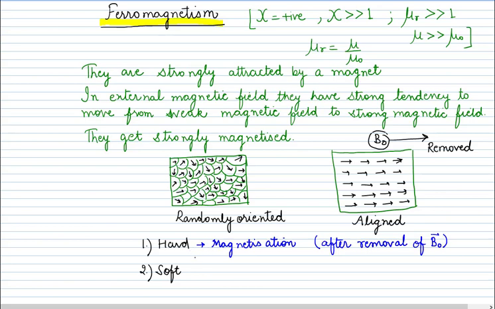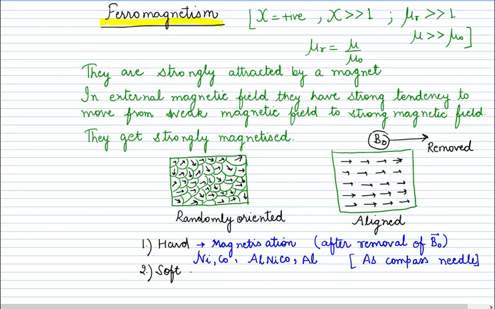For example, if you take nickel, or cobalt, or alnico, which is a combination of aluminium, nickel and cobalt, or lodestone, all these are examples of hard ferromagnetic materials, and these are used as a compass needle because they have a high quality of magnetization, so we can use them as a compass needle.